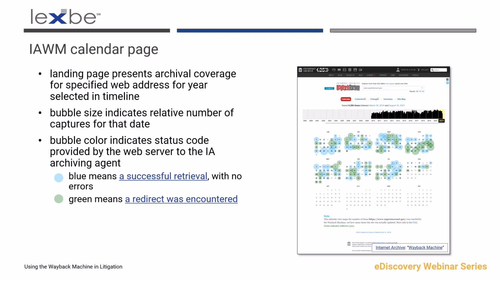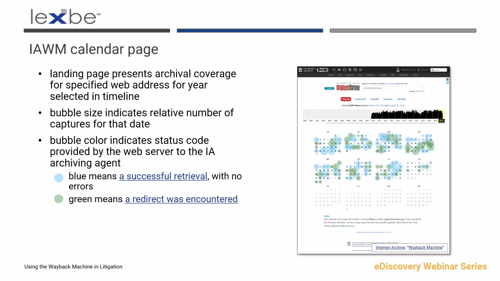As you can see from 2021 being highlighted in the timeline histogram at the top, this is the calendar view for that year. The color and size of the bubbles in the calendar below have a specific meaning. Larger bubbles mean relatively more captures on those dates. The blue and green colors don't make much difference. Both reflect valid captures, but for reference, they provide additional information on the interaction between the Internet Archive archival crawler and the remote web server at the time of archiving.